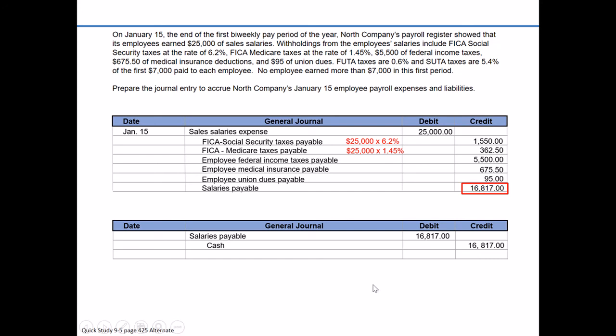Another question you could possibly be asked, but it's not included in this particular problem, is what's the journal entry we use to record the actual payment of wages? So what we would do is we debit our salaries payable. Keep in mind, it's a liability account. We decrease it with a debit for $16,817 to record payment to the employees, and credit cash for $16,817. And that at least records the employee portion of payroll.